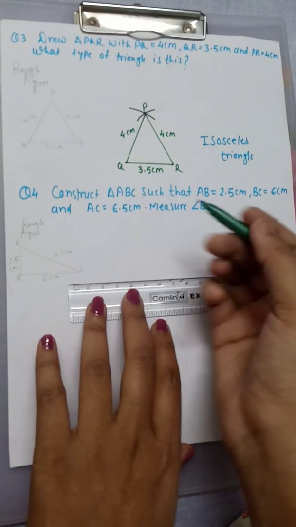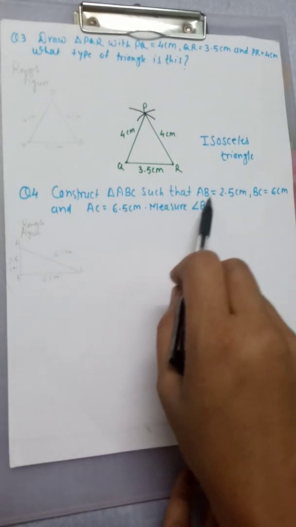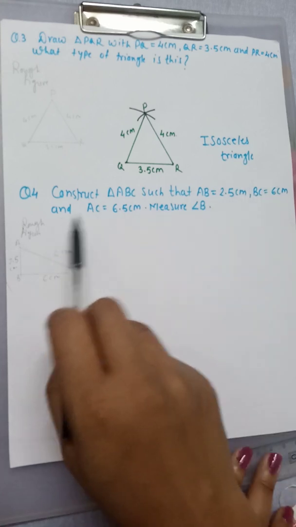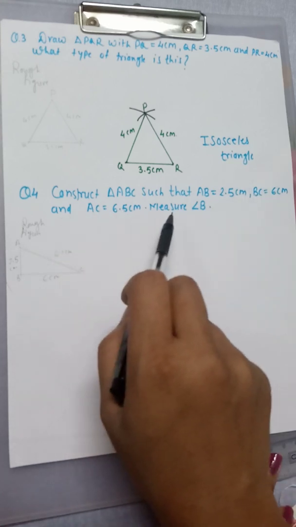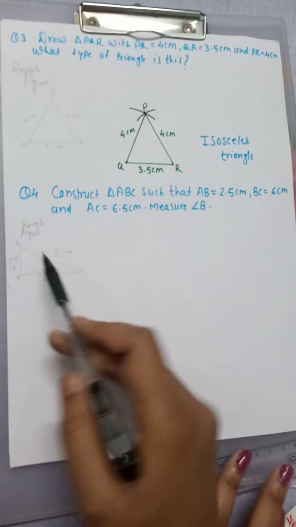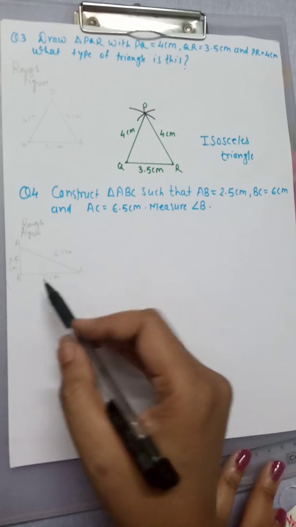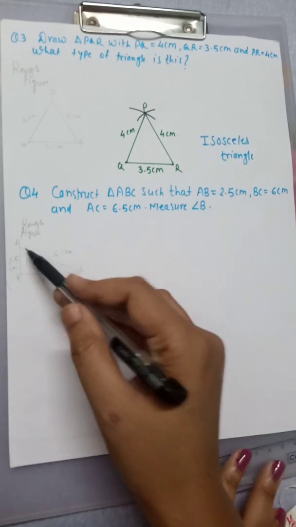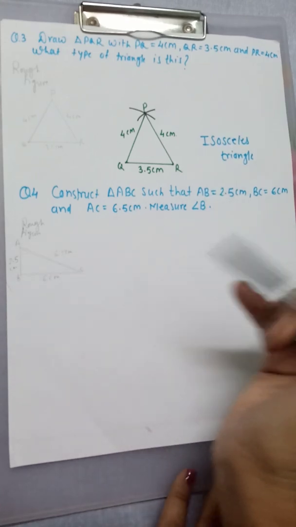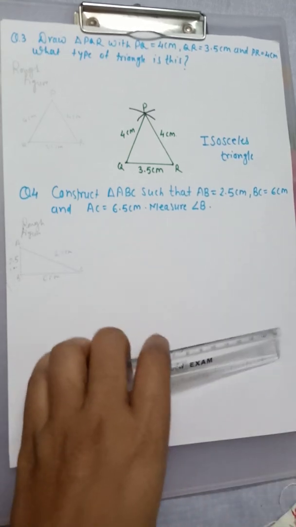Okay, now next is question number 4. Construct triangle ABC such that AB is equal to 2.5 centimeter, BC is equal to 6 centimeter and AC is equal to 6.5 centimeter. Measure angle B. So according to this measurement, we can draw one rough figure ABC. BC we can take 6 centimeter, AC should be 6.5 and this AB 2.5. And we have to measure this angle B.